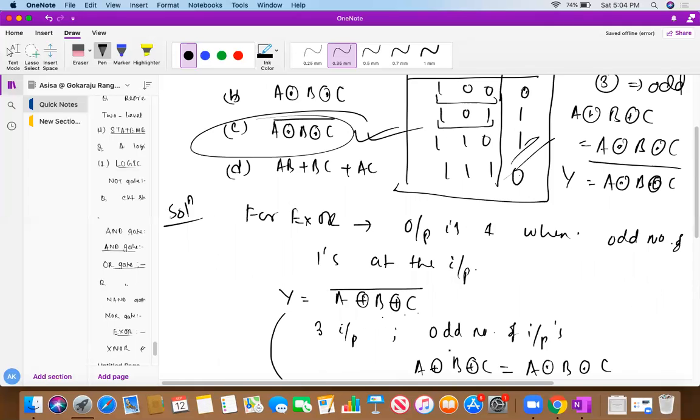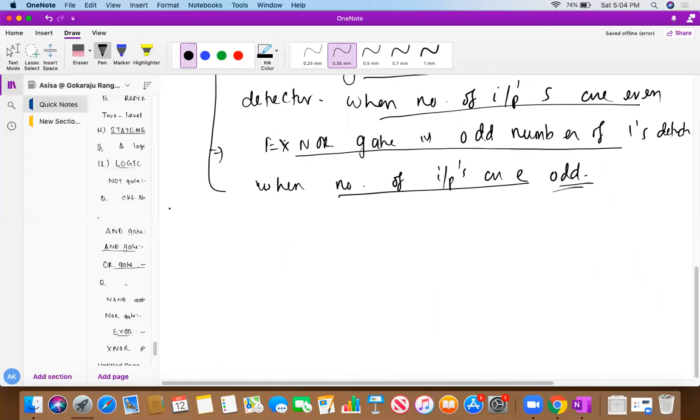Understand? So next part, very important. This type of question you can expect. Prove that A bar XOR B is A XNOR B. So you need to prove it. How? Just simple, take X as A bar and Y as nothing else, it's B.